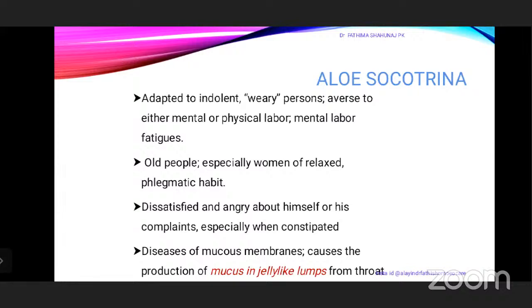So it is adapted to an intolerant diarrhea person and opposed to either mental or physical labor, or mental labor fatigues. Old people, especially women, of relaxed phlegmatic habit, dissatisfied and angry about himself or his complaints, especially when constipated. So disease of mucous membrane causes production of mucus in jelly-like lumps from the throat. So these are the few important symptoms of aloes.